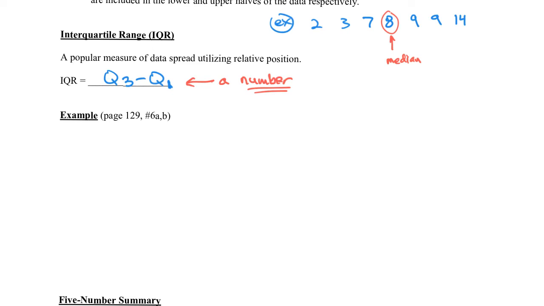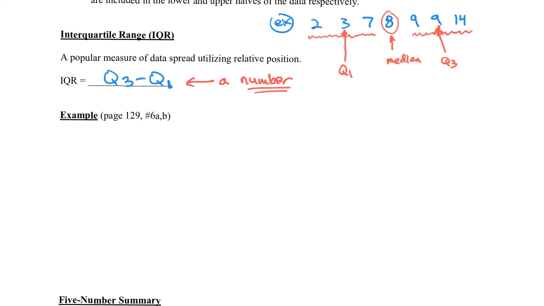So if there's an odd number of data points, you pick the median right in the middle, and then these numbers right here are the lower half of the data. These numbers are the upper half of the data. So it's easy to see the median of the lower half is 3, which means 3 is going to be what we call Q1, the first quartile. And same thing with the upper half of the data. There's this 9 right in the middle. So this 9 is going to be Q3, the third quartile.